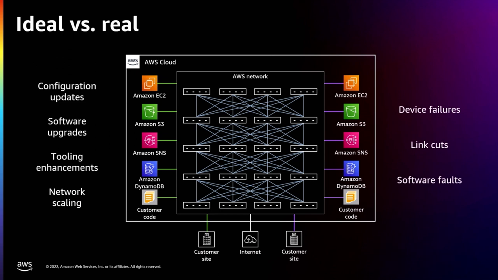Now, all this is great in theory, except we have to constantly improve the network, which means that we have planned activities, such as updating configurations and upgrading device software. We scale the network, we improve our tooling. And inevitably, there's this little character named Murphy that runs around and starts messing with us along the way. Devices fail, we have software faults, and links get cut. All of these things start to compromise our ability to approximate this ideal situation. And again, we'll dig into some of that a little bit later on.